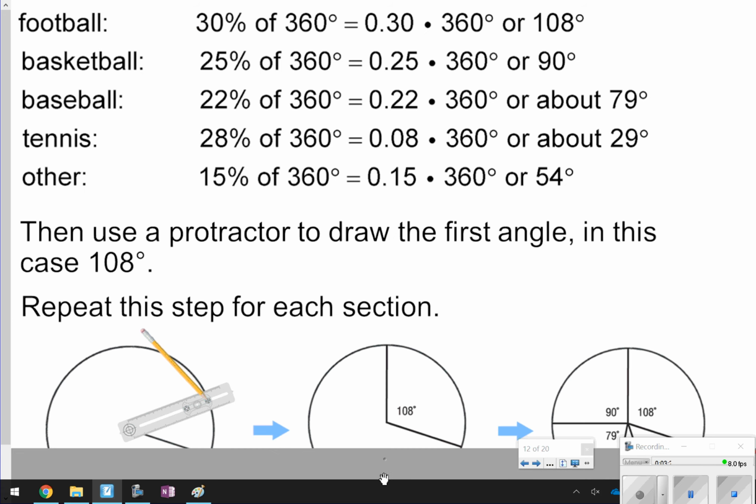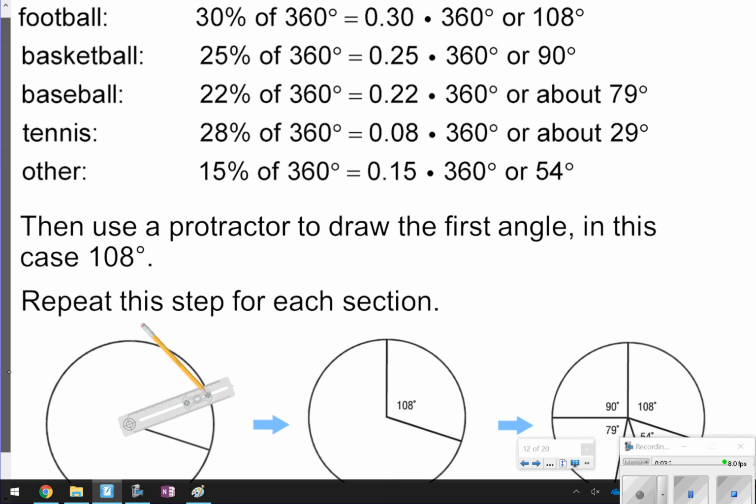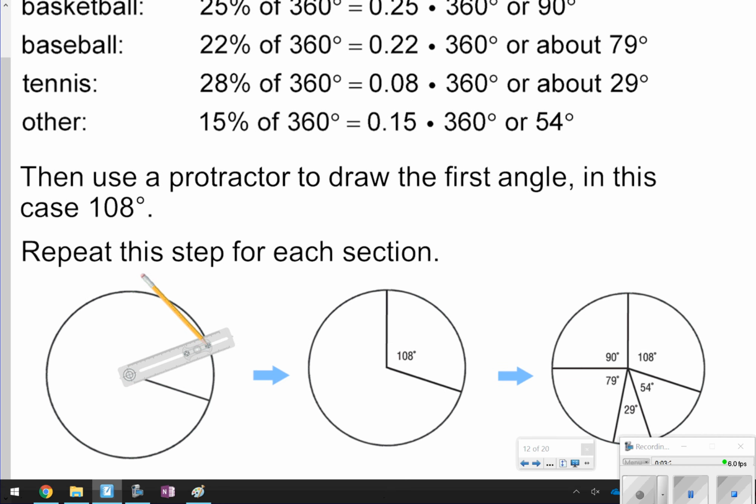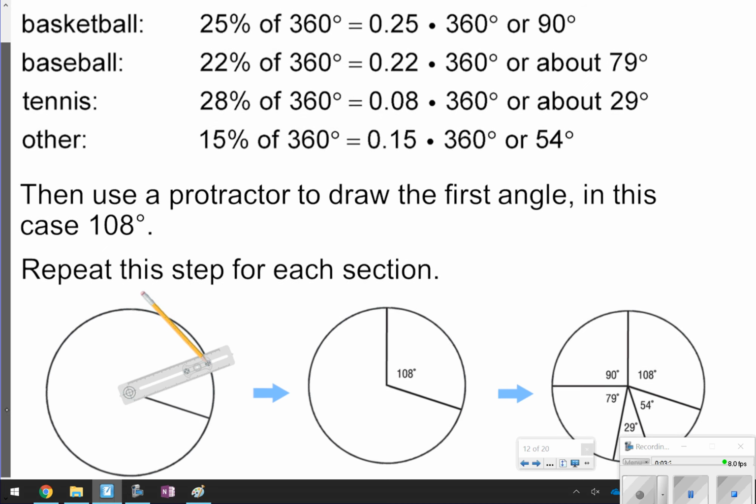So all of these here are just your information of how to do that. Essentially what we're doing is taking all these degree measurements, putting them together, and then at the very end we'll have all of our degree measurements, and we can represent that using our percentages.